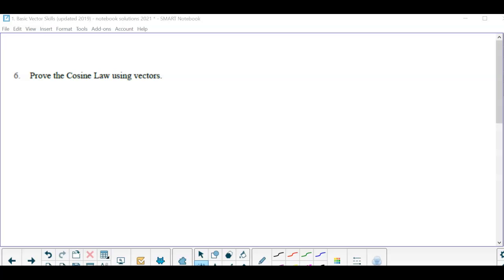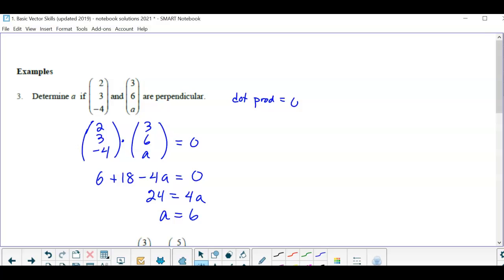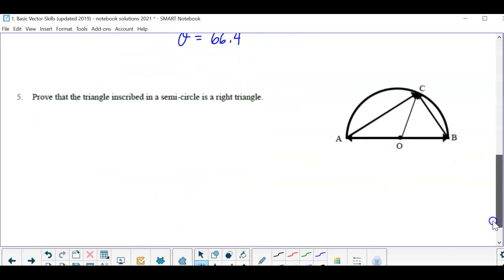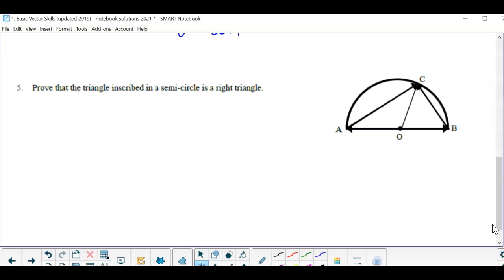Okay, we're continuing on with the basic vector skills. So we're on number 5. Prove that the triangle inscribed in the semicircle is a right triangle. That's actually a concept you learned back in Math 9, circle geometry. So we're going to prove that using vectors.